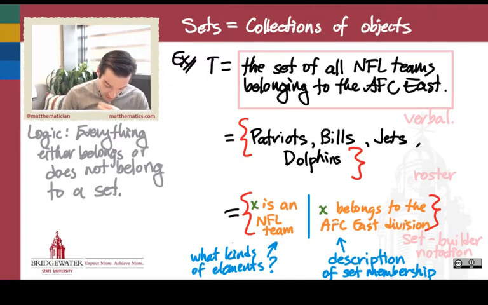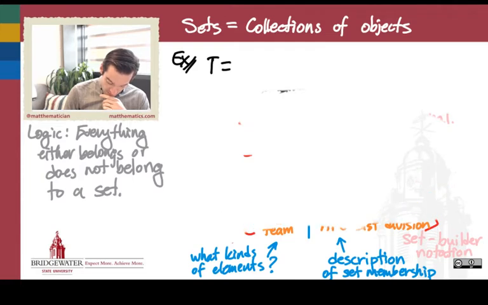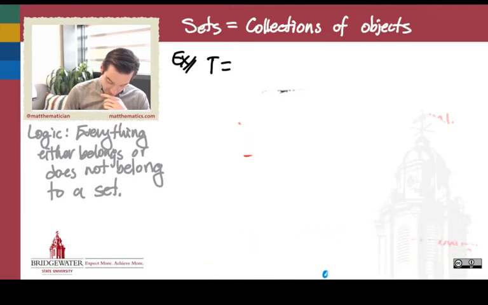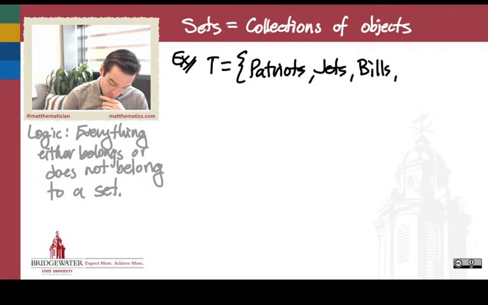So let's go to the roster method and just clear out all the other methods of expressing this set on the screen so I can make some space. So Patriots, Jets, Bills, Dolphins. Let's make that our set for the moment. Patriots, Jets, Bills, Dolphins. And the question is, what is a power set?